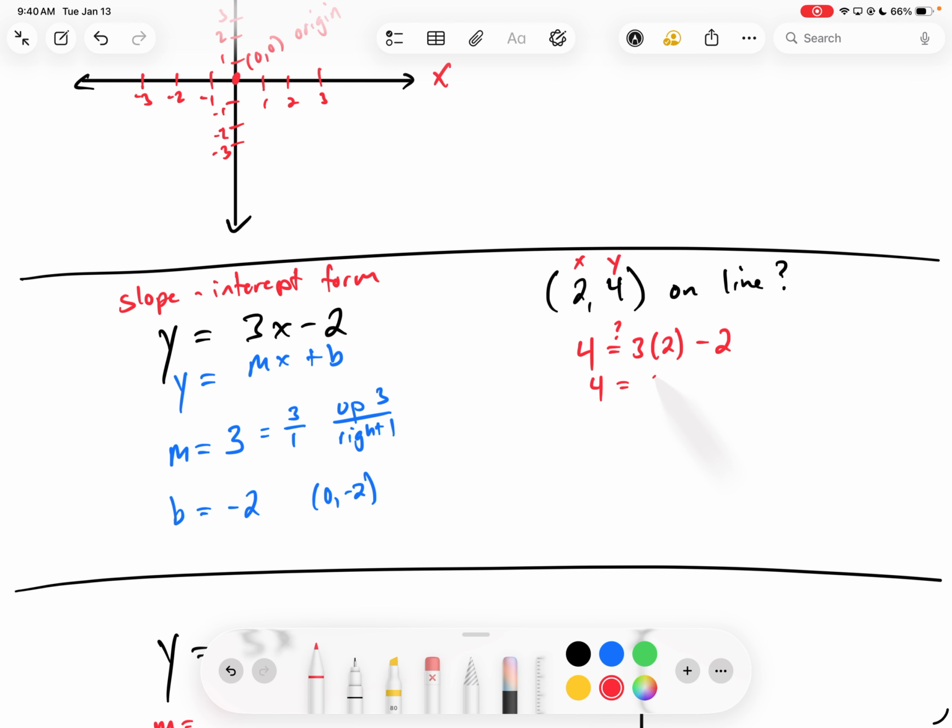So you say 3 times 2 is 6, 6 minus 2 is 4, so 4 does equal 4. That is true. What that means is that (2, 4) is on the line y equals 3x minus 2, okay? So that point does fall on the line. If it was false, if you got 4 equals 10, then that is false. That point would not be on the line. So I know that's one of your topics there.